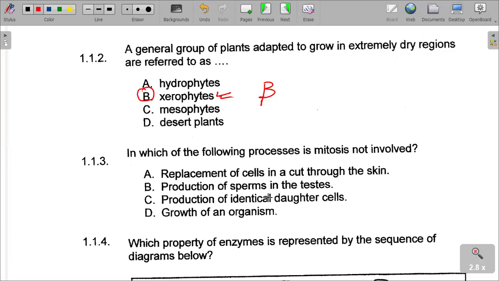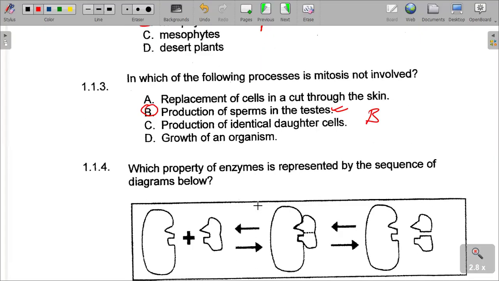The answer is the production of gametes. I'm sure that you know that it is caused by meiosis. The answer is B. Mitosis is not involved in the production of gametes. Gametes are produced through a process called meiosis.